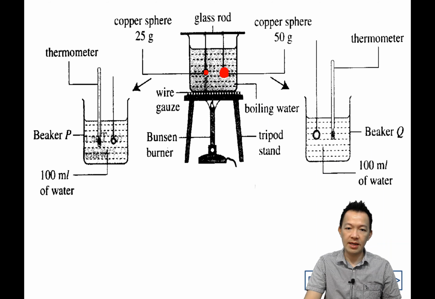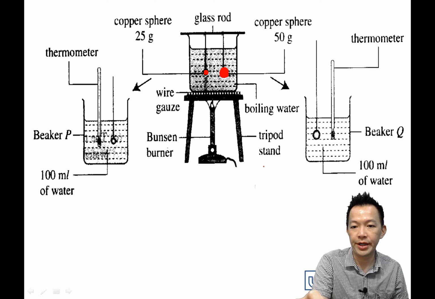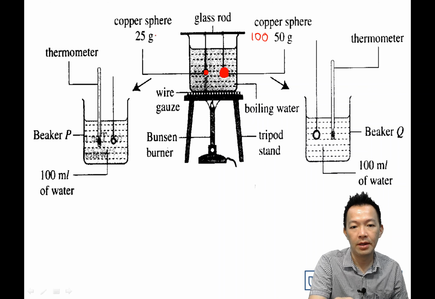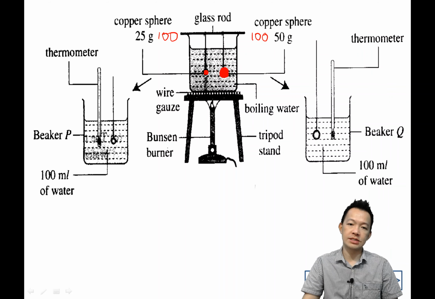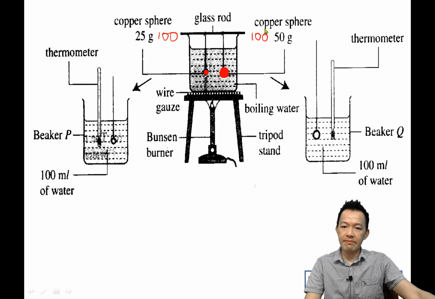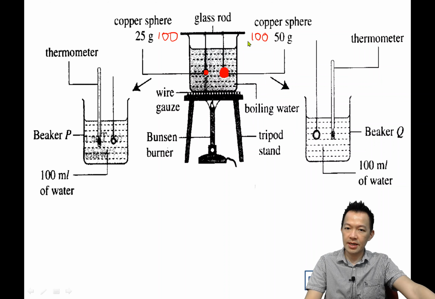Prepare 2 copper spheres,准备2粒铜球,25 gram and 50 gram, one big and one small. And heat the copper spheres in the boiling water,在滚水里面煮它们一下。Or in other words, when the water is boiling, the copper spheres actually have the temperature 100. The small copper sphere also has the temperature 100. But at the same temperature 100 and 100, do the two copper spheres have the same heat energy?